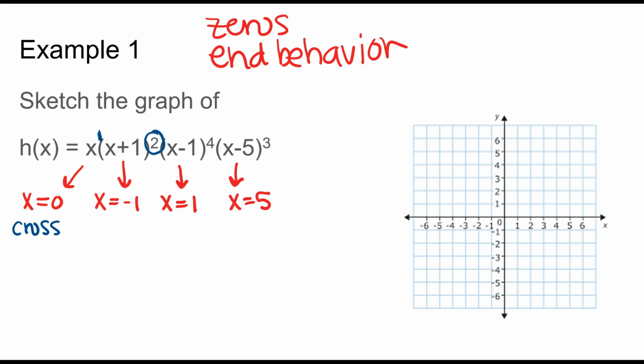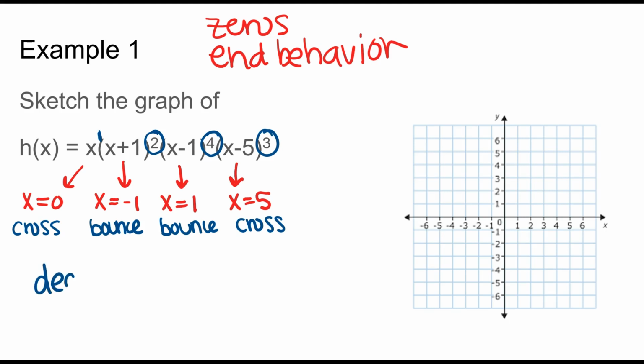This has a degree of 2, which is even, so it's going to bounce. This has a degree of 4, so it's going to bounce. And this has a multiplicity of 3, which is going to make it cross. If you aren't sure how I got those answers, go back to higher degree polynomial characteristics videos for a recap. And now we know what happens at each 0, let's talk about the end behavior.